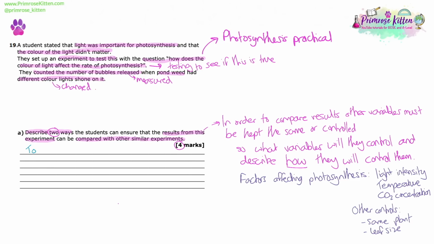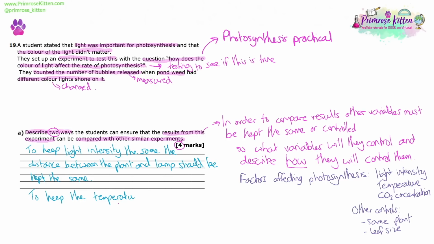So remember, we need to talk about the control factors we're going to control. We need to pick 2, and then we are going to describe how they can keep them the same. So to keep light intensity the same, the distance between the plant and the lamp should be kept the same. And you could describe that by saying use a ruler, or just measure the distance between the plant and the lamp and it should be kept the same.